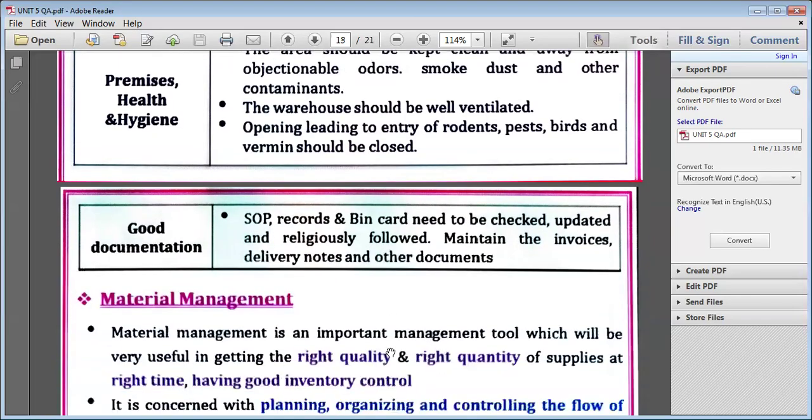Good documentation: SOPs for receiving the raw materials, SOP for appropriate placing, SOP for maintaining the temperature conditions. Records and bin cards need to be checked, updated, and religiously followed. Maintain the invoices, delivery notes, and other documents.